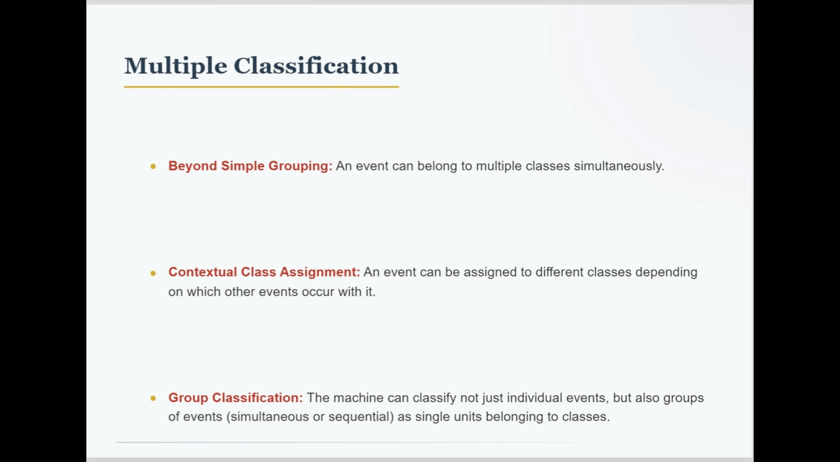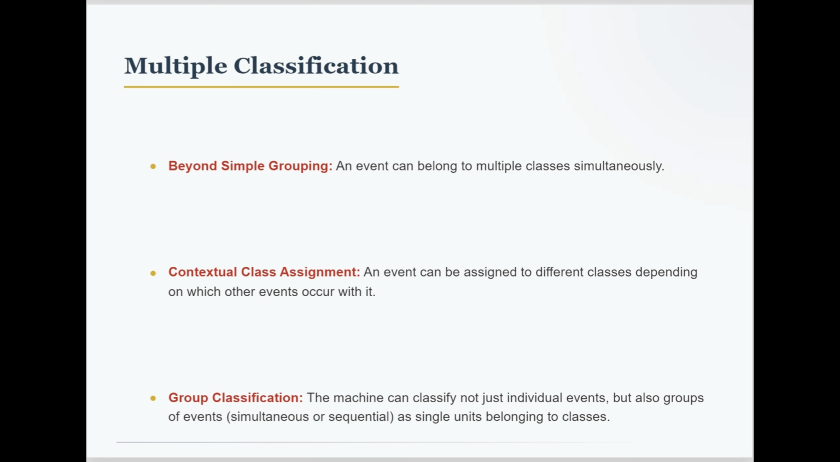Simple classification is fine, but our brain does way more complex stuff. We need multiple classification. First, an event can belong to multiple classes at once. Think of our ball machine again. Maybe a ball of a certain size turns on both a red light and a green light. That ball belongs to the red light class and the green light class simultaneously.